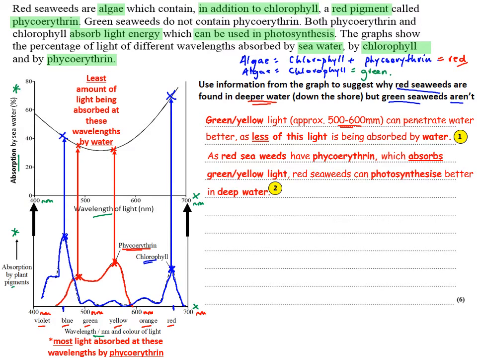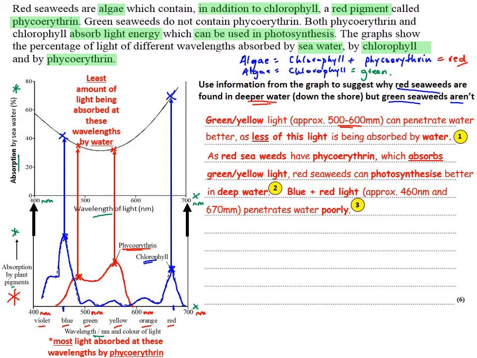Now, as the red seaweeds have phycoerythrin, which absorbs green and yellow light to the greatest extent, the red seaweeds can photosynthesize better in deeper water. So the red seaweeds have phycoerythrin. We know these absorb quite a high level of both green and yellow light using the absorption spectrum at the bottom. So the red seaweeds can photosynthesize better in deeper water.